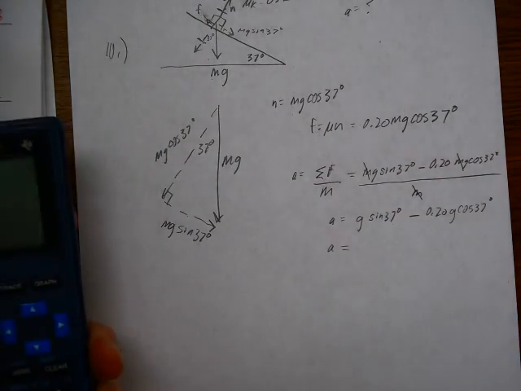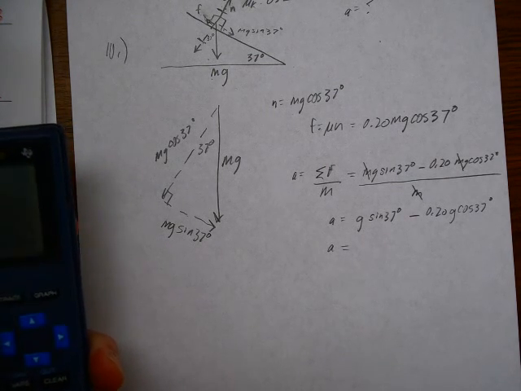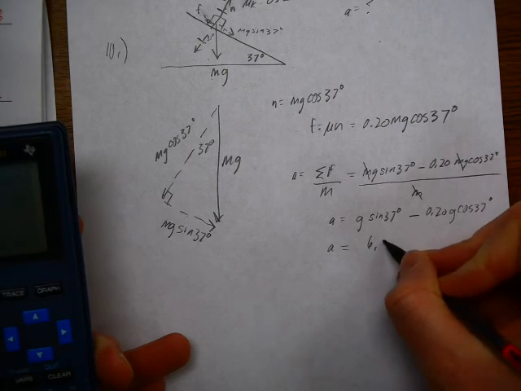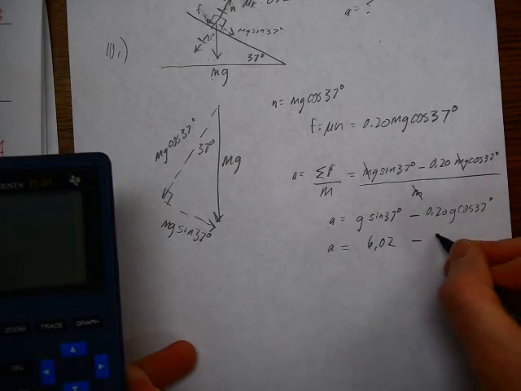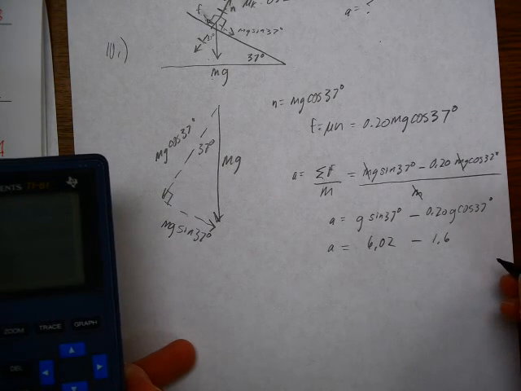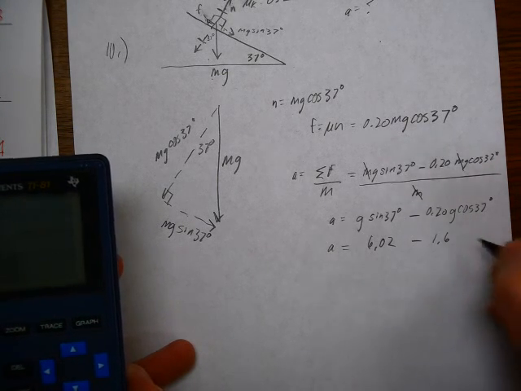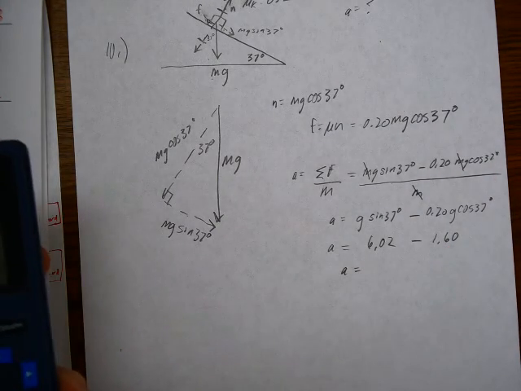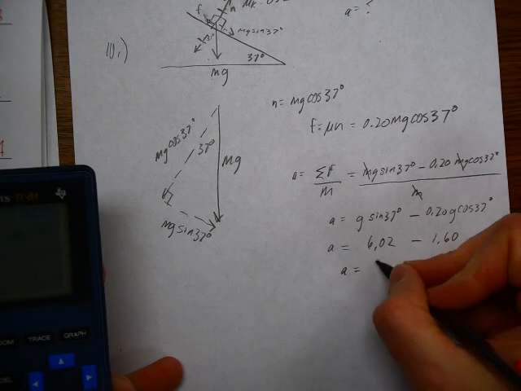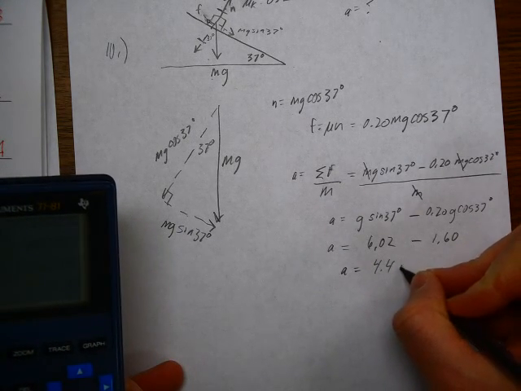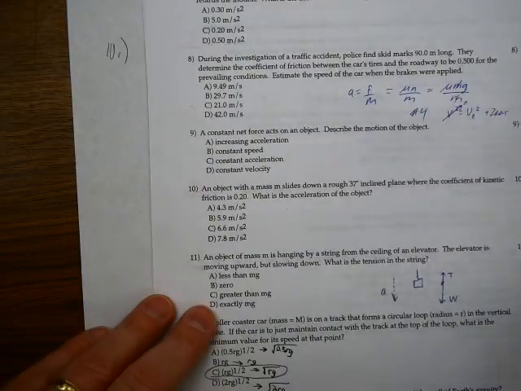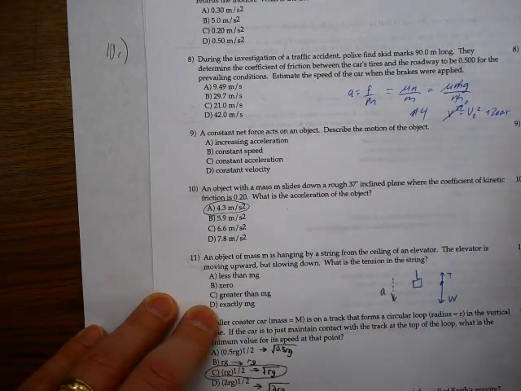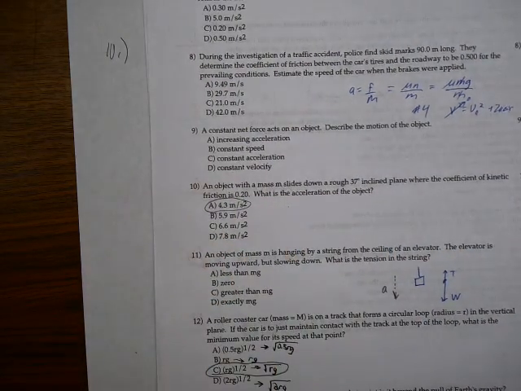Okay. So we've got 10 sine 37 is 6.02, and then we have 10 cosine of 37 times 0.2. This is 1.6 basically, with rounding. So that's like 4.4-ish meters per second squared. And if we look at the test, that is 4.3. They used 9.8 probably. I used 10, so we're close enough.